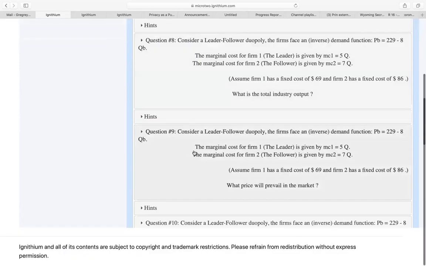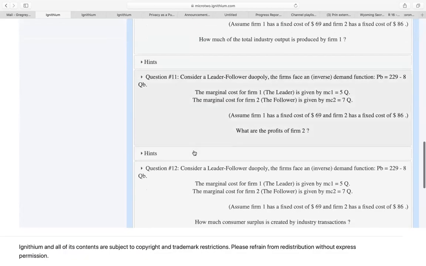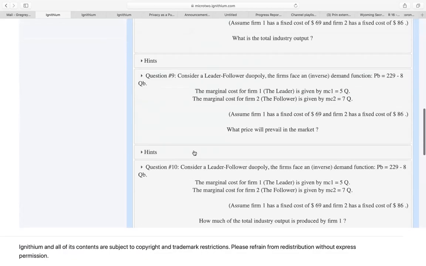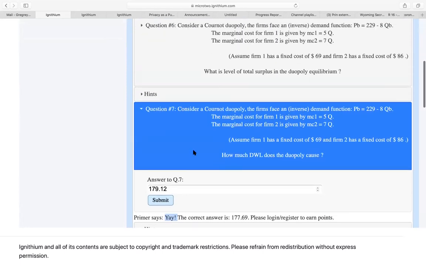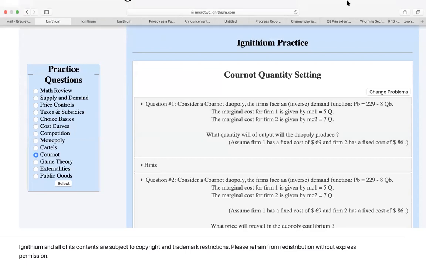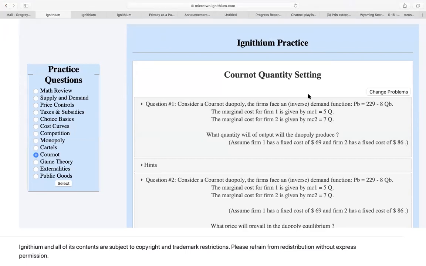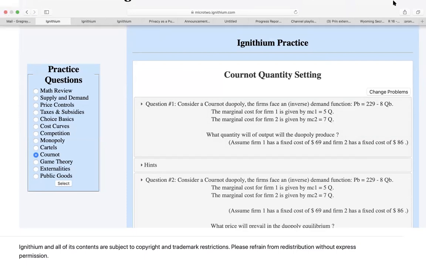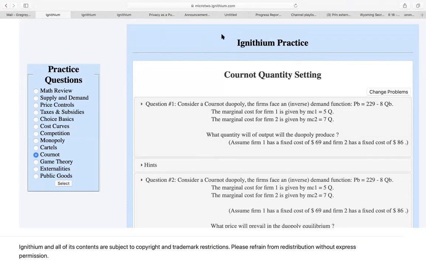And then we have these last couple of questions, which are about our new topic, which is Stackelberg. We haven't really gotten a chance to talk about that. It is discussed in the videos. So we'll spend time on it next week and then move on from there, because we're about out of time today.